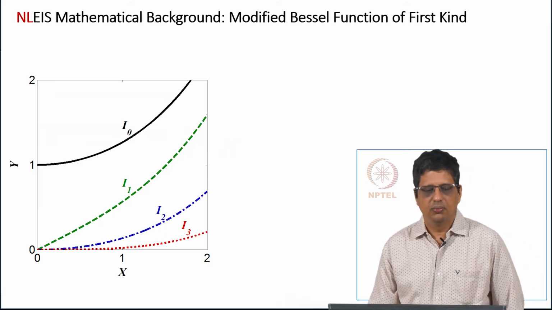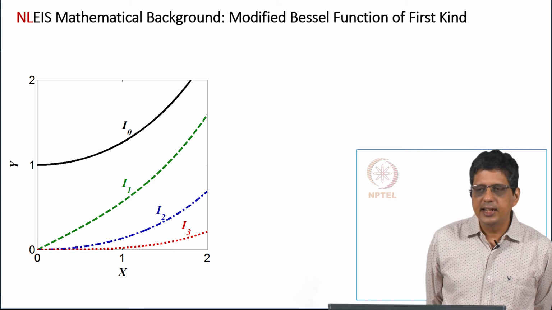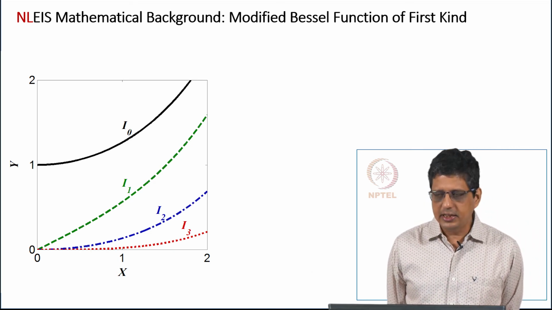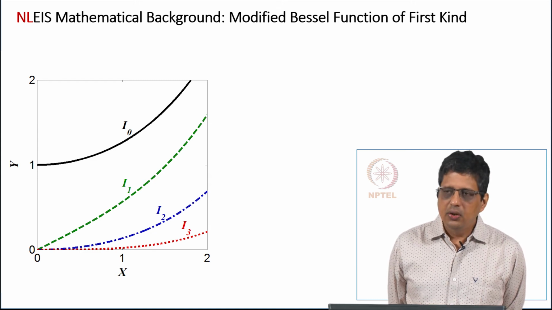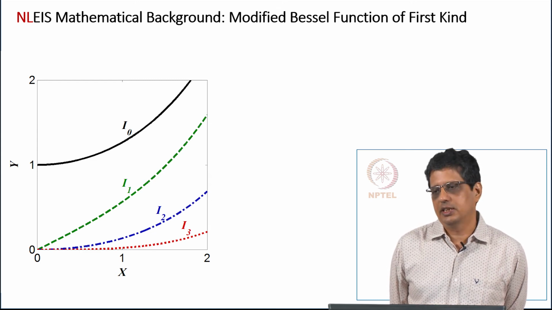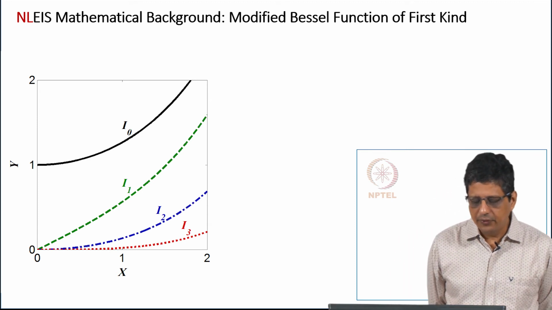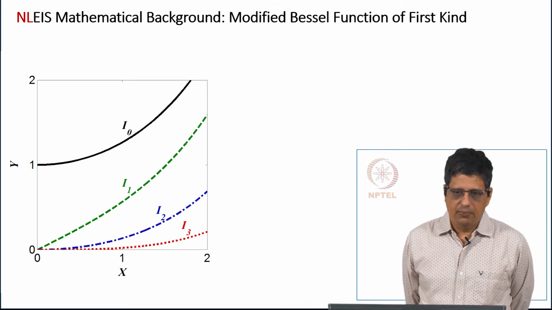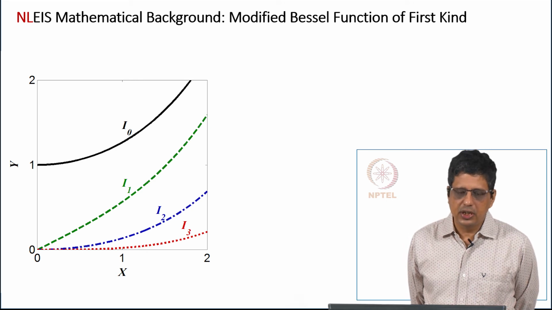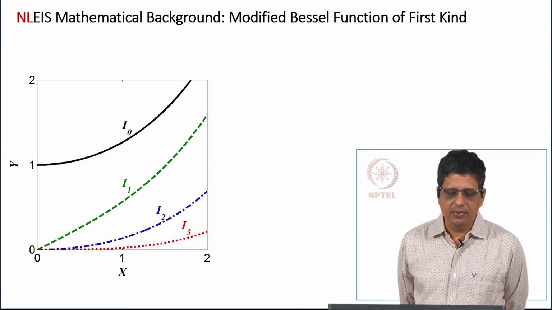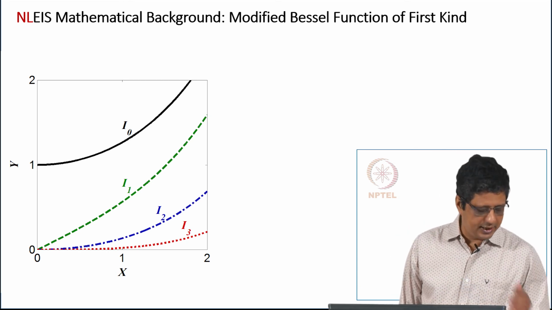How do they look? Okay. I0, I1, I2, I3 values for a small range of x values, they look somewhat like exponential functions. They are not exponential functions, but they look somewhat similar. I0, when x tends to 0, I0 will tend to 1. Any other modified Bessel function, meaning I1, I2, I3, all of them will tend towards 0 at different rates.